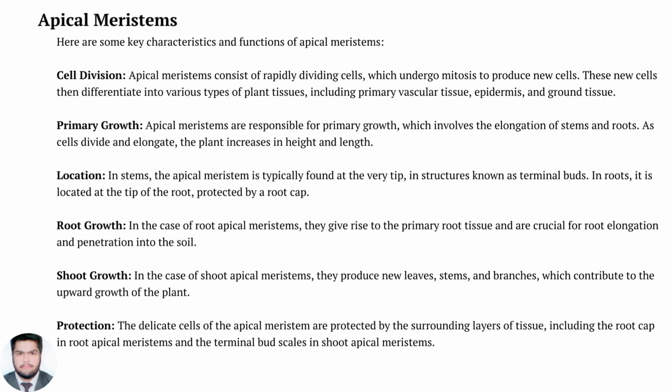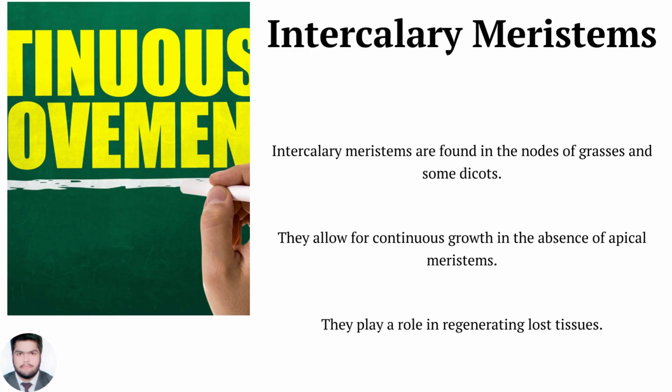Protection. The delicate cells of the apical meristem are protected by the surrounding layers of tissue, including the root cap in root apical meristems and the terminal bud scales in shoot apical meristem.